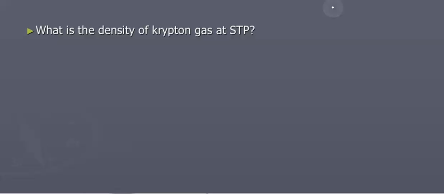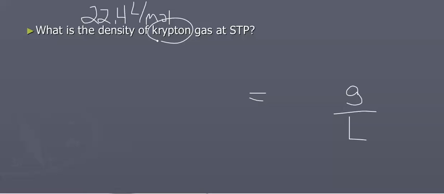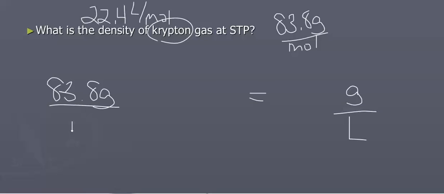If I'm solving for density, again, I like to determine what the units are at the end. Well, density is grams per liter. That's what I want to end up with. Again, I know 22.4 liters per mole, and I know it's krypton, which if you look on the periodic table has a mass of 83.8 grams per mole. So since grams needs to be in the numerator, I'm going to start with 83.8 grams per mole. That will give me grams in the numerator.